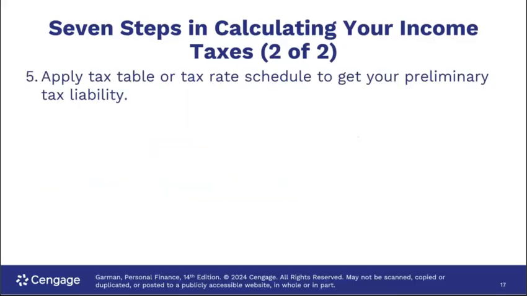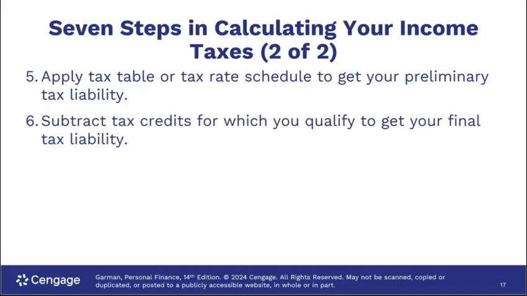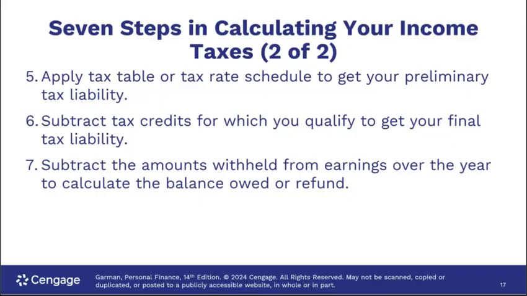Next, 5, apply your taxable tax rate schedule to your preliminary tax liability. Subtract tax credits for which you qualify. And by the way, there are 2 for education, and we'll talk about those in a little bit. And then subtract the amounts withheld from your earnings over the year and calculate whatever you owe or your refund.